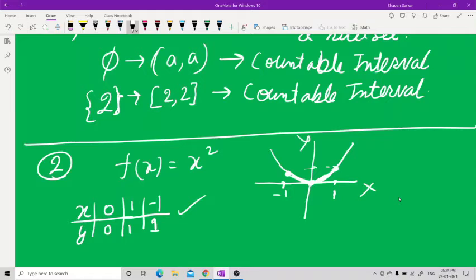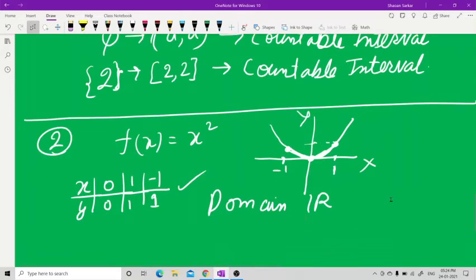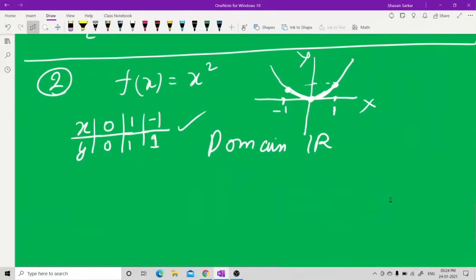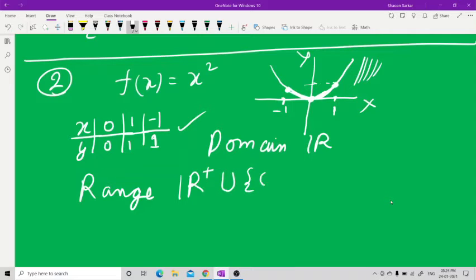Now this has a range and domain. First we'll write the domain. Domain is R. We can take any value. Domain is R. Now here the range is only the positive x-axis, only the positive real numbers. Range is positive real numbers, so we will write R plus, and 0 is also included, so union singleton 0.